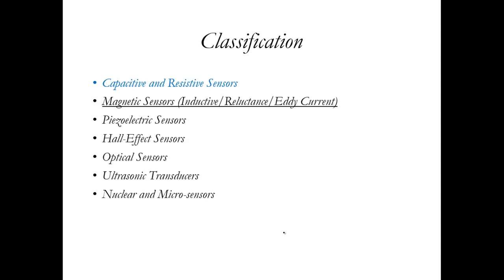So, similar to this one, similar physical principles can be used in terms of changing the inductance of the coil or the reluctance and the production of eddy currents. This could be also used as the principle for the measurement of various physical quantities like position and velocity.